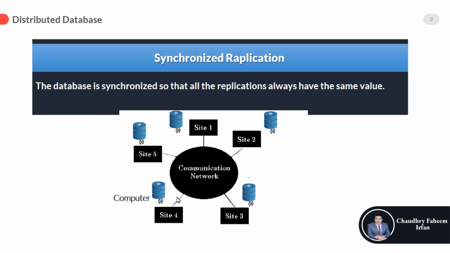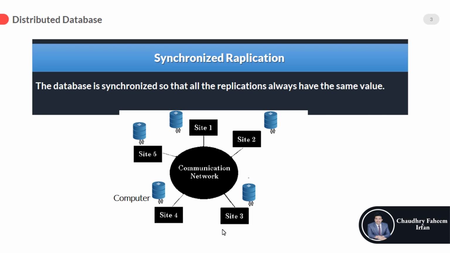So for example, if site 4 updates a value or a transaction or data, then instantly or simultaneously, if data is replicated at all the sites, the data will be updated at sites 5, 1, 2, 3 respectively over the communication network. The first one is the synchronous approach. In this approach, data is updated simultaneously.